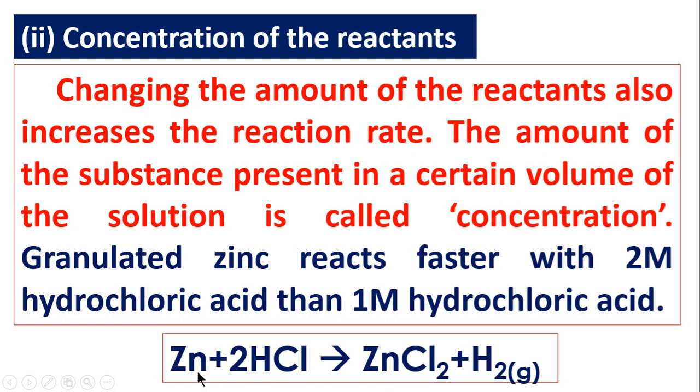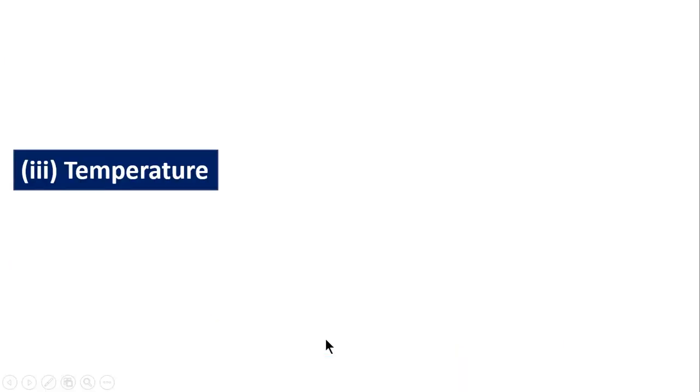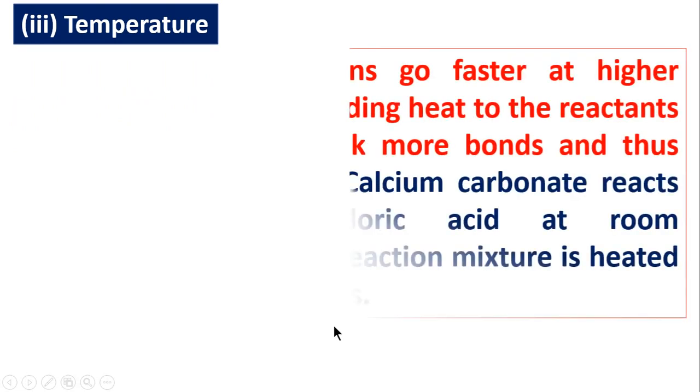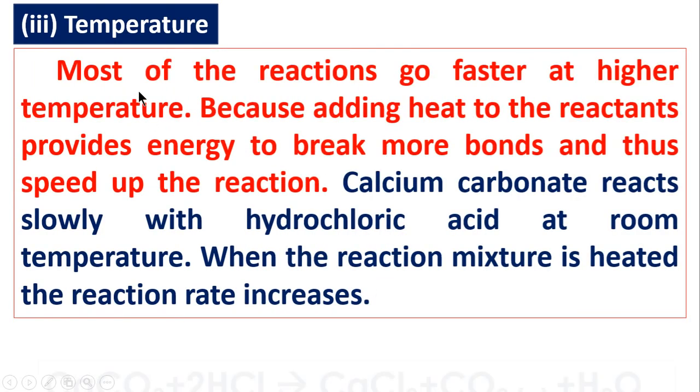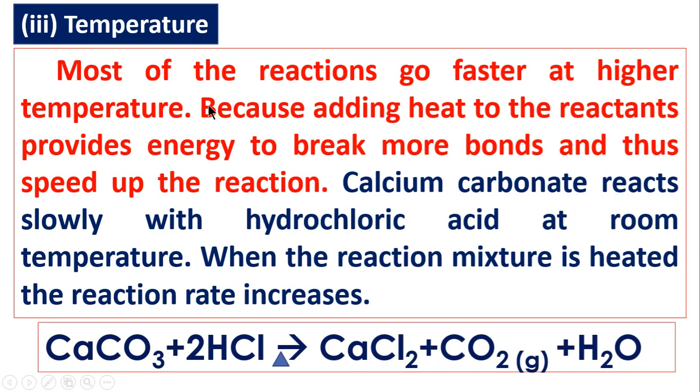So, 2 moles of hydrochloric acid reacts with zinc to form zinc chloride with the liberation of hydrogen, and this reaction is very fast. So, as the concentration of the reactant increases, the rate of the reaction also increases. The third one, temperature. Most of the reactions go faster at high temperature.